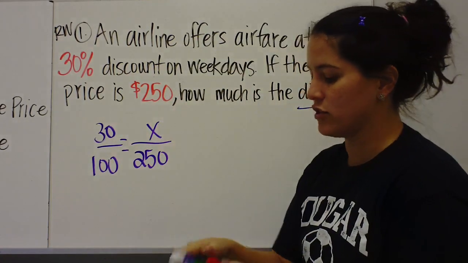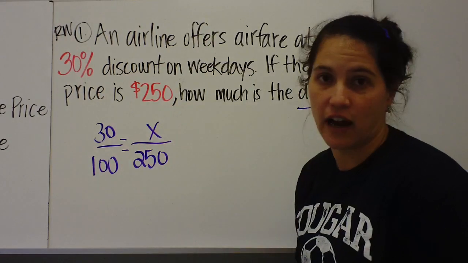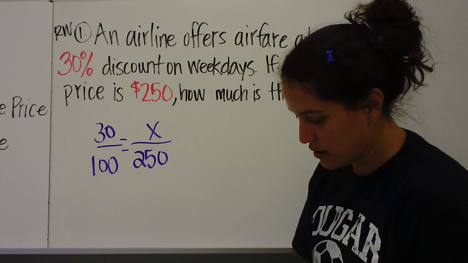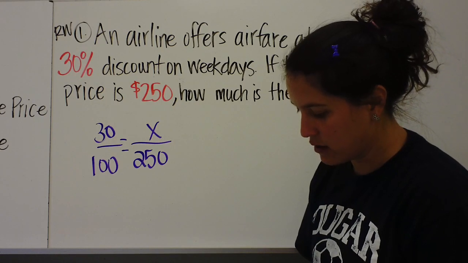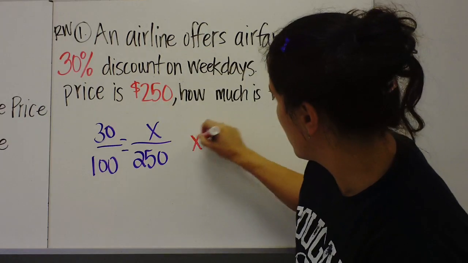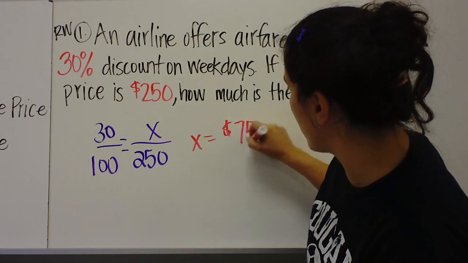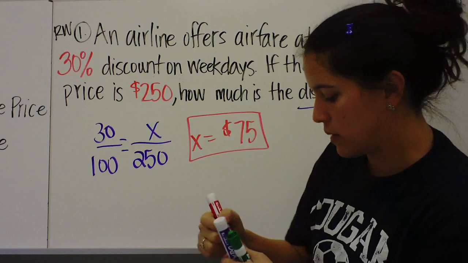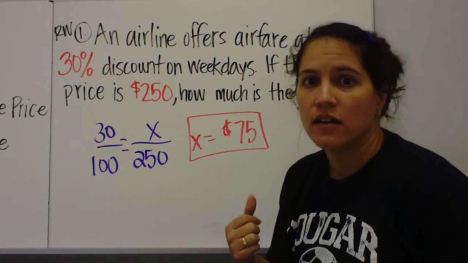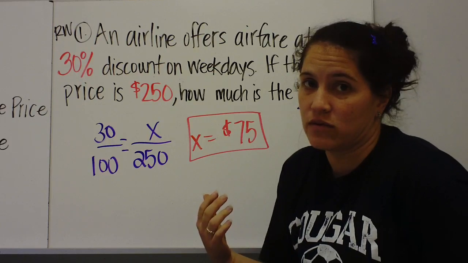And now we have a proportion. So you're going to cross multiply and then divide. Type that into your calculator. 30 times 250, divide by 100, and x equals $75. So let me make sure, $75, is that how much the plane ticket is? No, that is the discount.